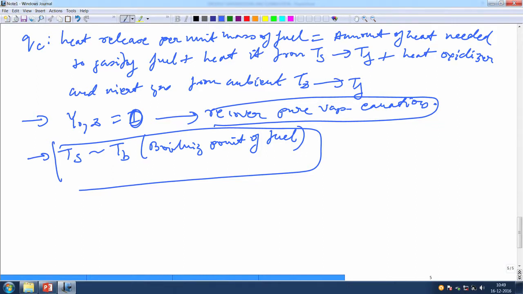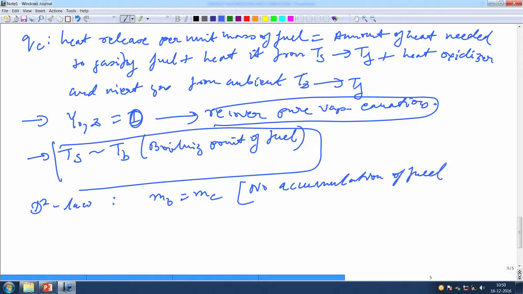Now, in order to derive the D-square law form, what we have to do is equate mv equal to mc, that means the vaporization is the same as the gasification. This has the implication that there is no accumulation of fuel, right. So, whatever is being produced, that is the instantaneous rate of fuel gasification, is equal to the rate of fuel consumption at the reaction sheet. So, mv is the same as your mc.